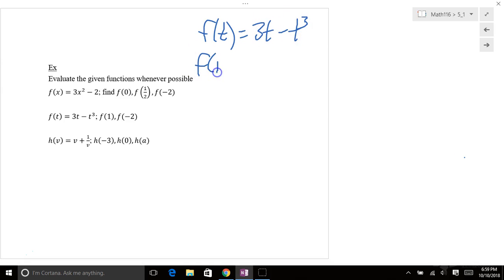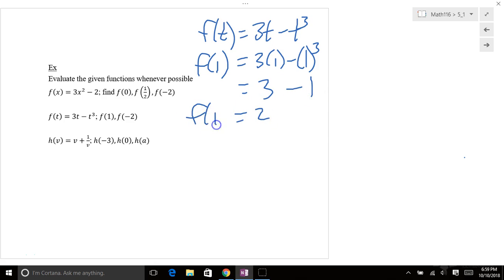The first one we're plugging in is 1, f of 1. So 3 times 1 minus 1 cubed. 3 times 1 is 3. Make sure you do the 1 cubed first. Minus 1 times 1 is 1. 3 minus 1 is 2. So f of 1 is 2. So y equals 2 whenever the t is 1.